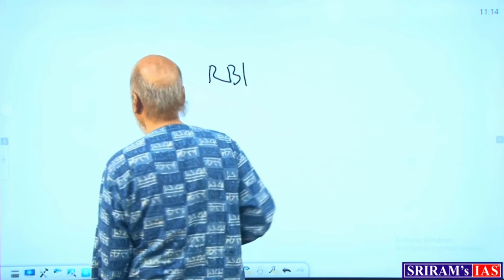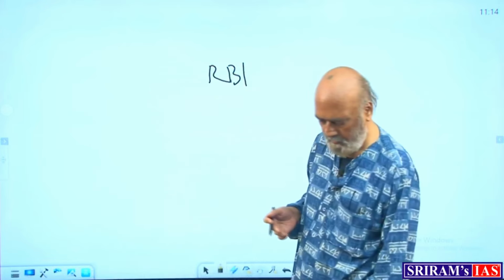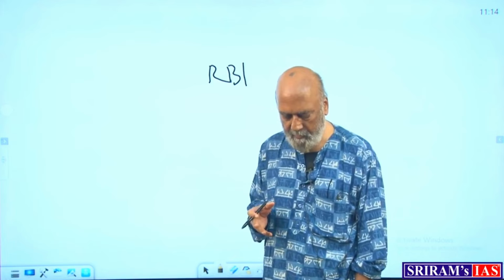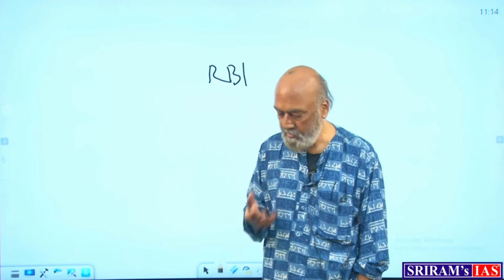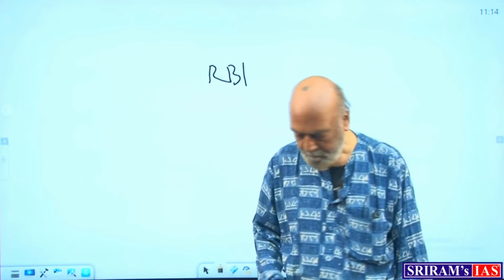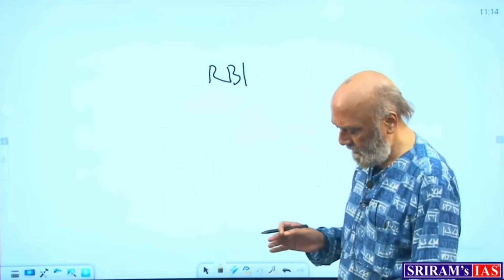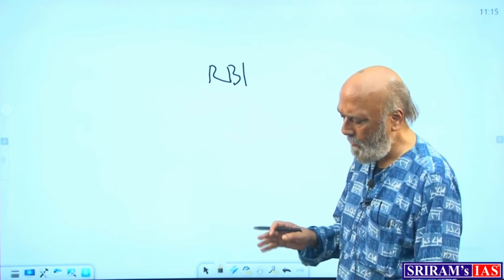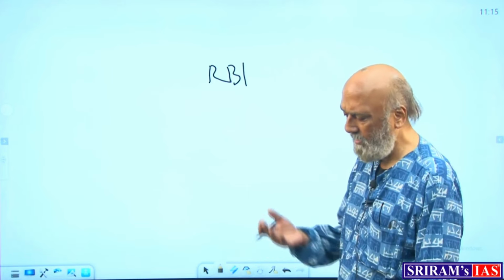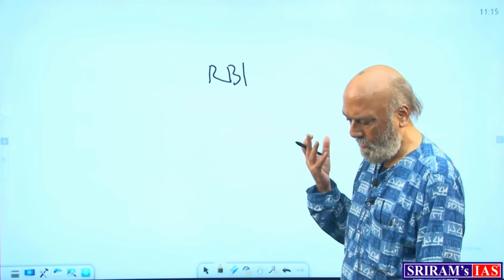What does the RBI do? What are the functions of the RBI? Of which we covered some. Number one, it is the issuer of currency. You know, coins and 1 rupee, that is the finance ministry. You know, that is historical.